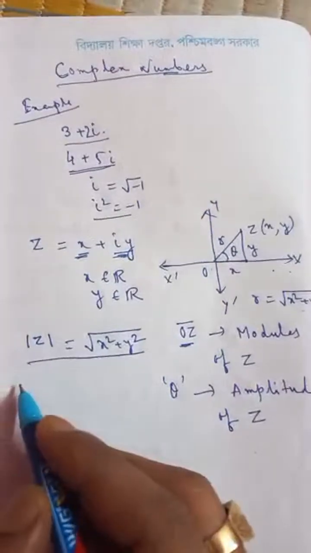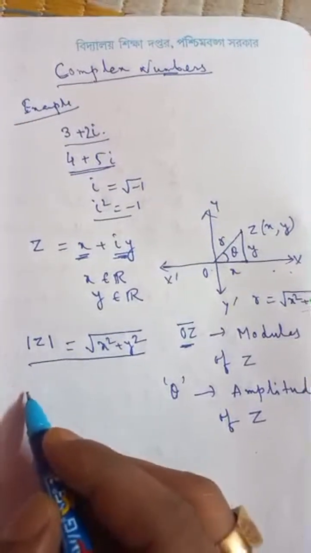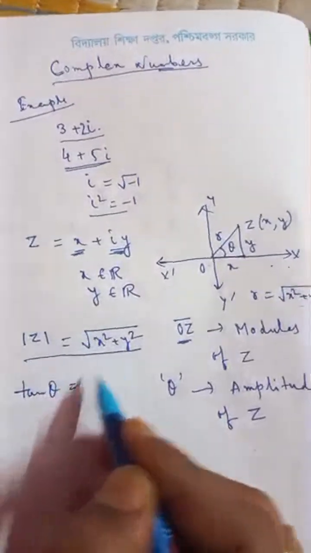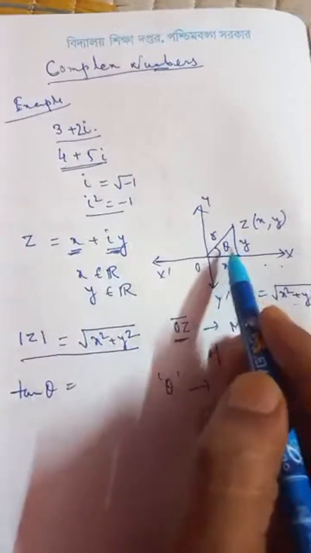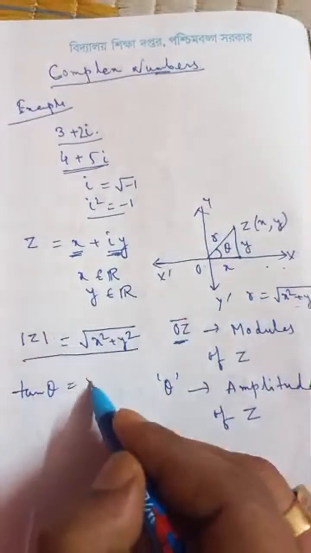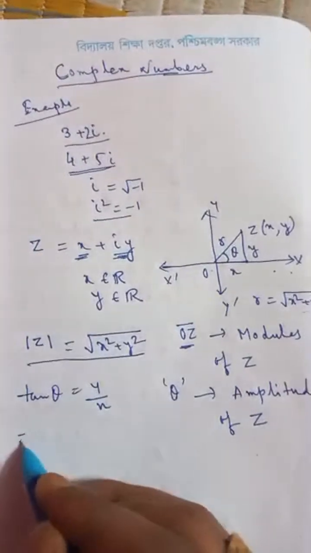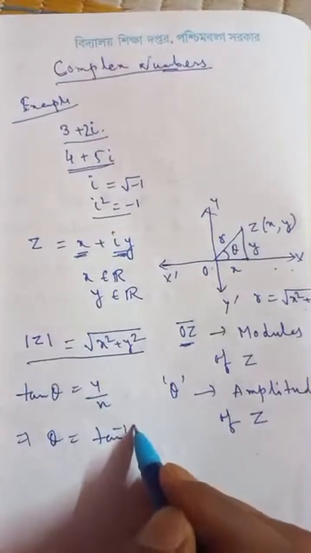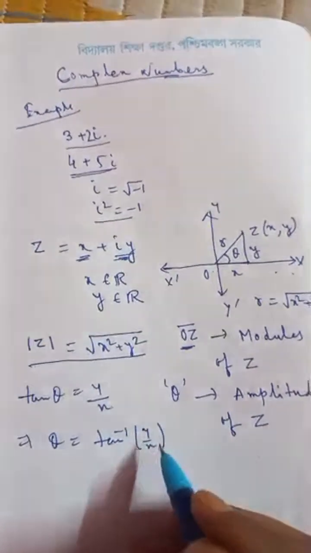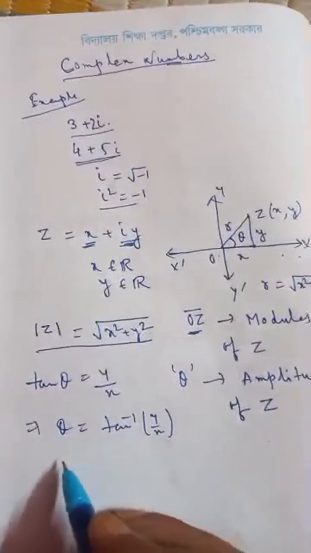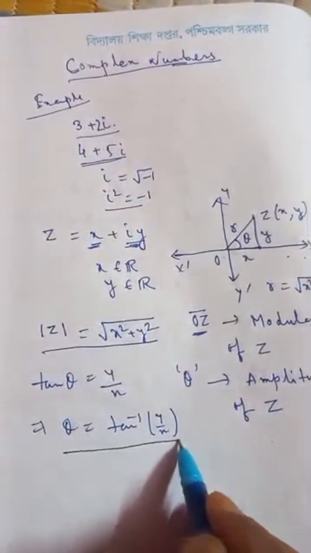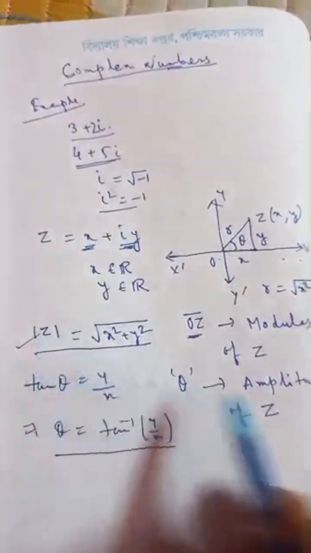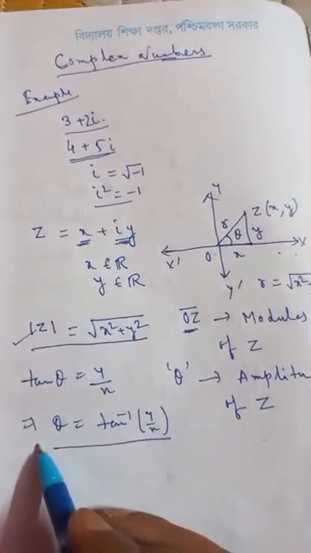And the amplitude we can represent in this way. We know that from this right triangle, tan theta will be y by x. So theta will be tan inverse y by x. This form shows the value of the amplitude of the complex number z. In this way we can find the modulus and the amplitude of the complex number.